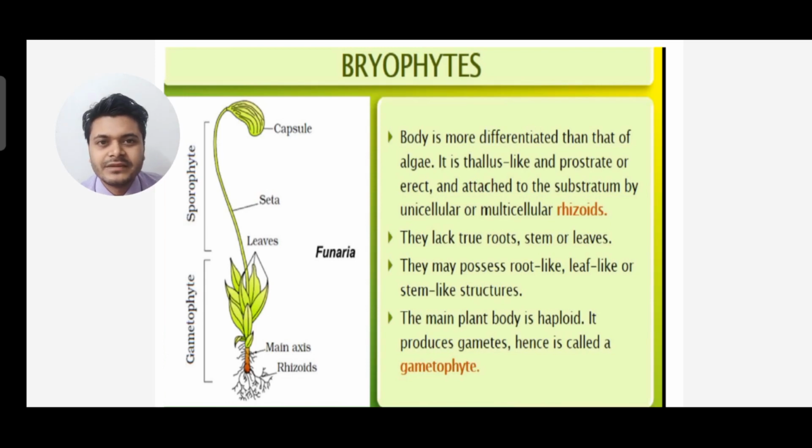The main plant body is haploid, right? The main plant body is haploid, that is gametophyte, and it produces gametes, hence it is called gametophyte.